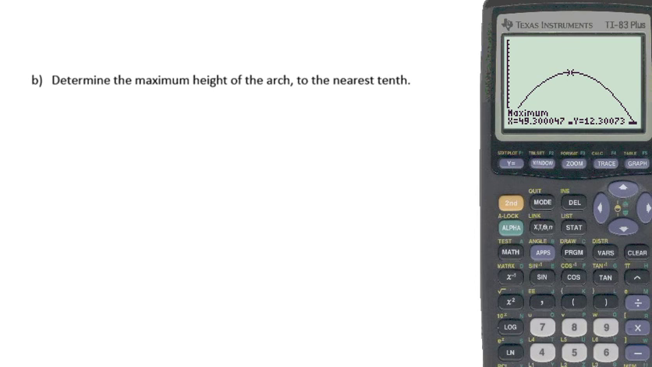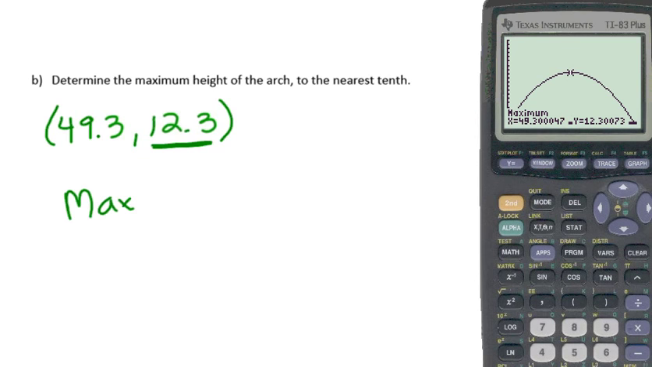That's my highest point. When we're talking about the max height of the arc, that was our y value. So how high up is the max? Our answer is only actually going to be our y value. So the max height is 12.3 meters.